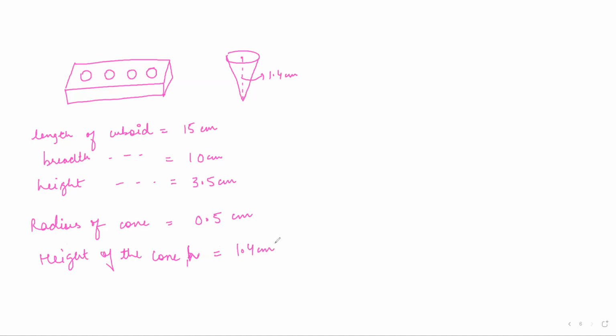Find the volume of wood in the entire stand. So how we will calculate? First of all, we will calculate the volume of the cuboid and then we will subtract the volume of 4 cones. Clear? Yes, ma'am. Okay. So let us calculate separately each volume of cuboid. Which is length into breadth into height. Clear?